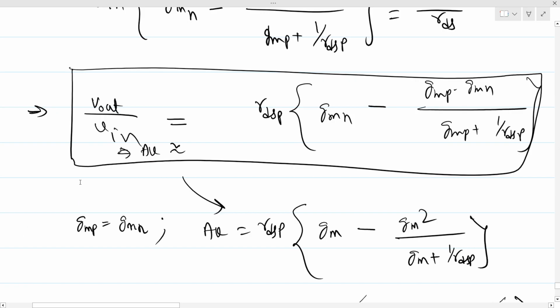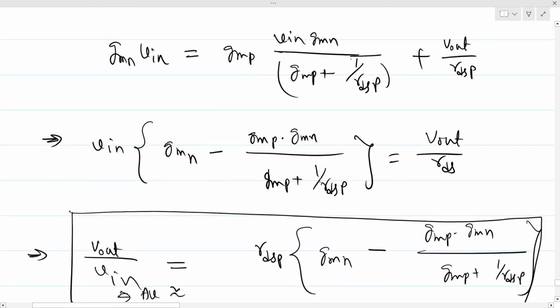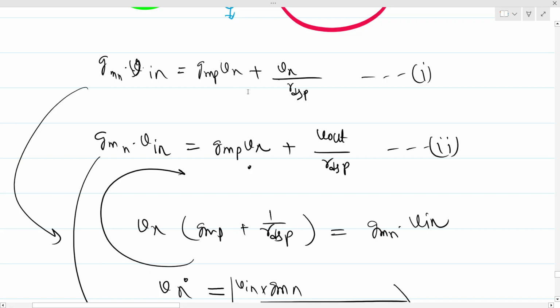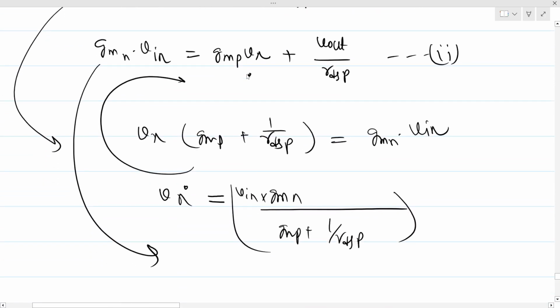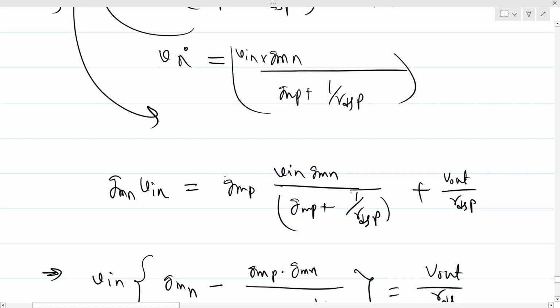Okay, let me check if I did something wrong or not. Okay, calculation wise, so let me do that. From here the Vx is nothing but GMP plus 1 plus RDS will be equal to GMV in, and our Vx is GMV in divided by GMP plus 1 plus RDS. Yes, okay. So now we have to check GMV in equal to GMP Vx. So GMP and Vx is nothing but that term plus V out by that.